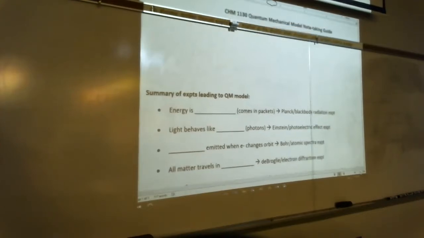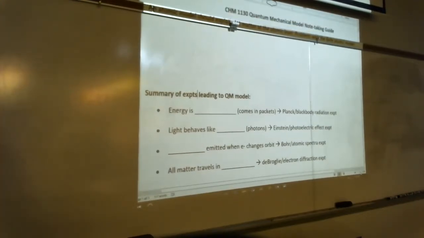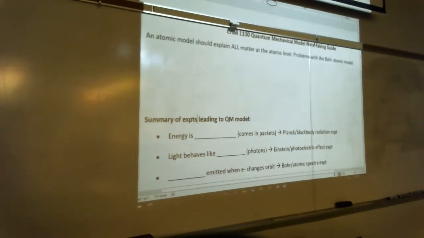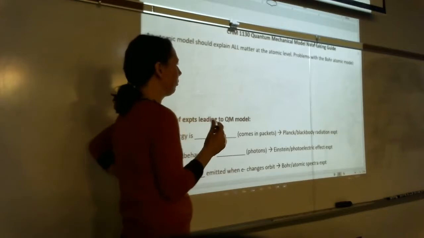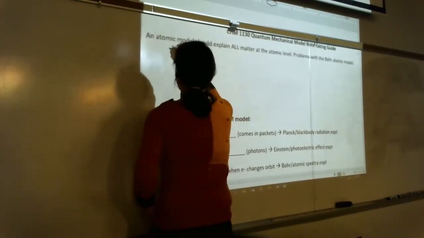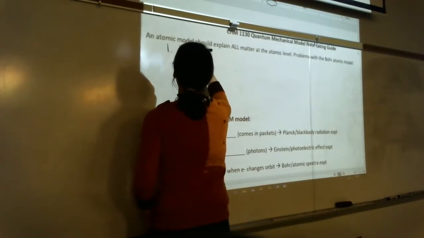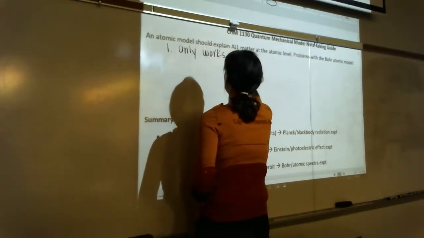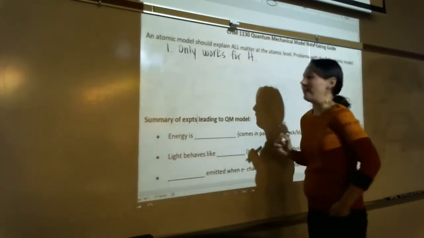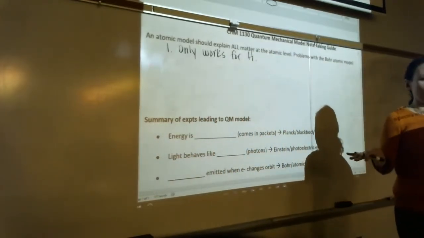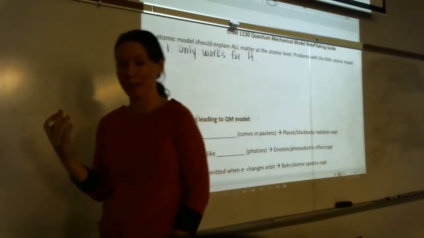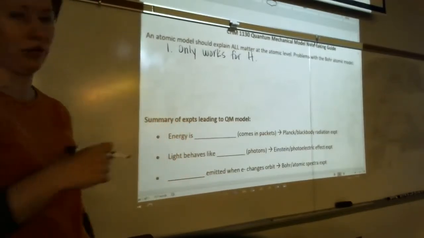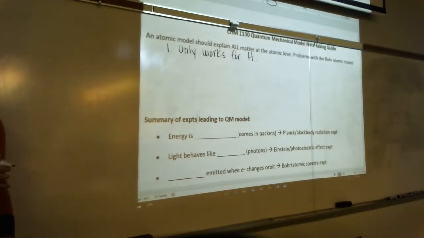Any atomic model should explain all matter at the atomic level, right? Because if all matter is composed of atoms, then any atomic model we come up with should explain all matter. But there are some pretty significant problems with the Bohr model. The most blatantly glaring one is that it only works for hydrogen. Once you add that second electron in there, it just all falls apart. It is not supported for anything beyond hydrogen. That's a big problem, because there are other elements other than hydrogen. So obviously you need to work on your model if it only works for one element.